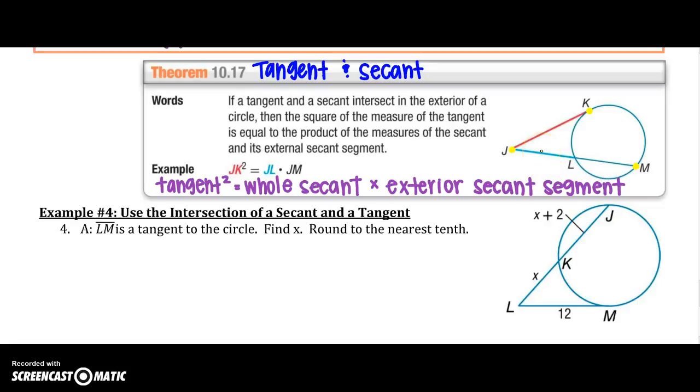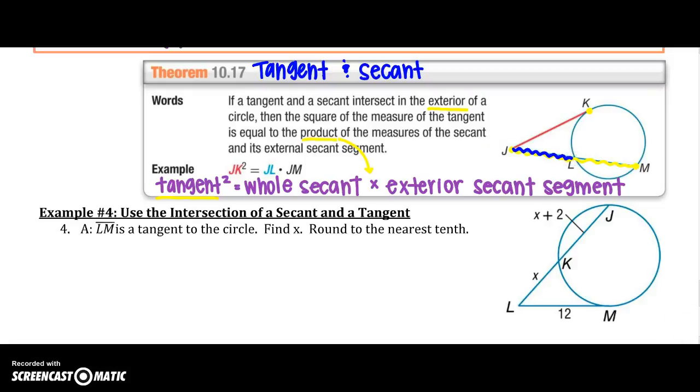So, if a tangent and a secant intersect in the exterior of the circle, then the square measure of the tangent, so tangent squared, is equal to the product, multiplication, of the secant and its exterior segment. So my tangent squared equals the whole secant segment, which would be JM, times the exterior part, JL.